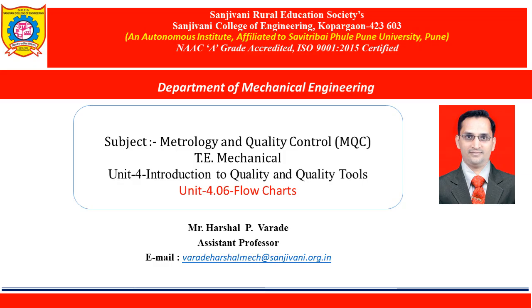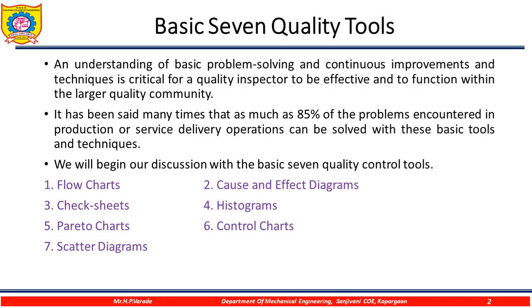Today we will learn a new topic, that is flowcharts. We are going to learn the basic 7 quality tools. These tools are required for successful implementation of Deming's philosophy as well as Juran's trilogy. An understanding of the basic problem solving and continuous improvement techniques is critical for a quality inspector to be effective and to function within the larger quality community.